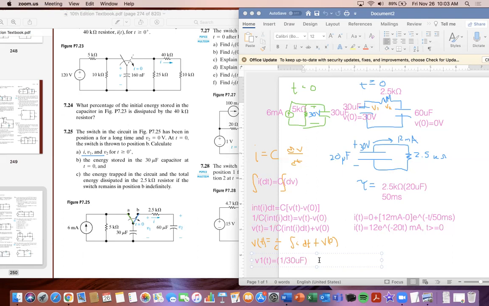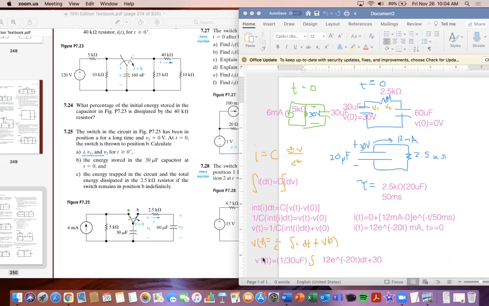Well, we just found what I of t is here. So if we take the integral of that, let me do the little integral symbol so it makes more sense. The integral of 12e to the negative 20t dt, and then plus the initial value for V1, which we determined was 30 volts.